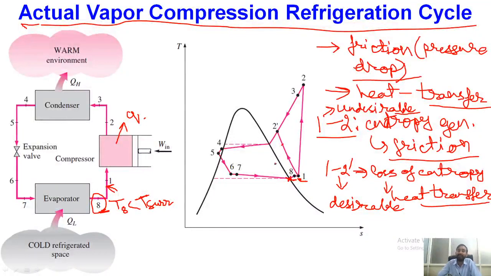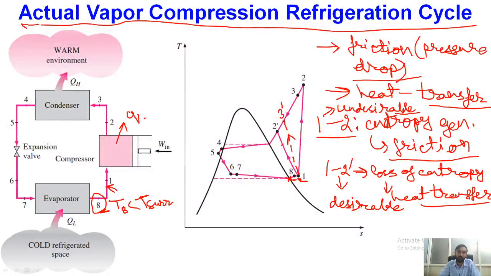Now, in actual scenario, what will be happening? Depending upon the dominance of the process, whether we are having dominance of heat transfer or dominance of friction, depending upon that, we will be finding our actual exit point somewhere at say point number 3 dash. Okay, so this dotted line I have represented is nothing but coming from the relative competition between the process number 1 to 2 dash and process number 1 to 2.